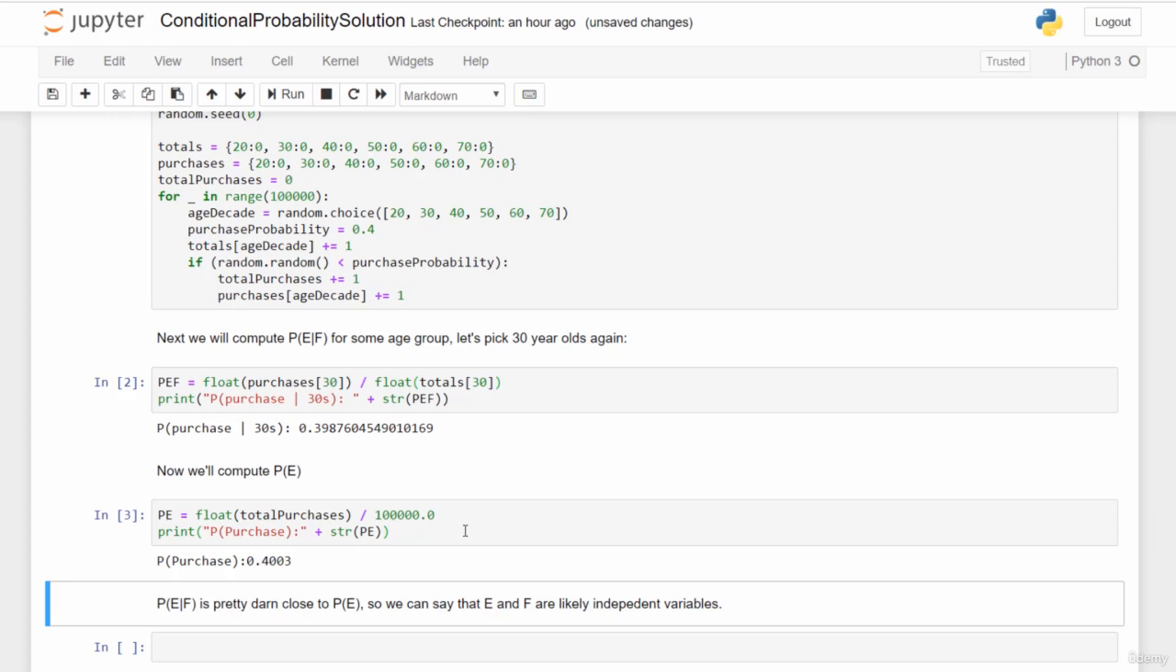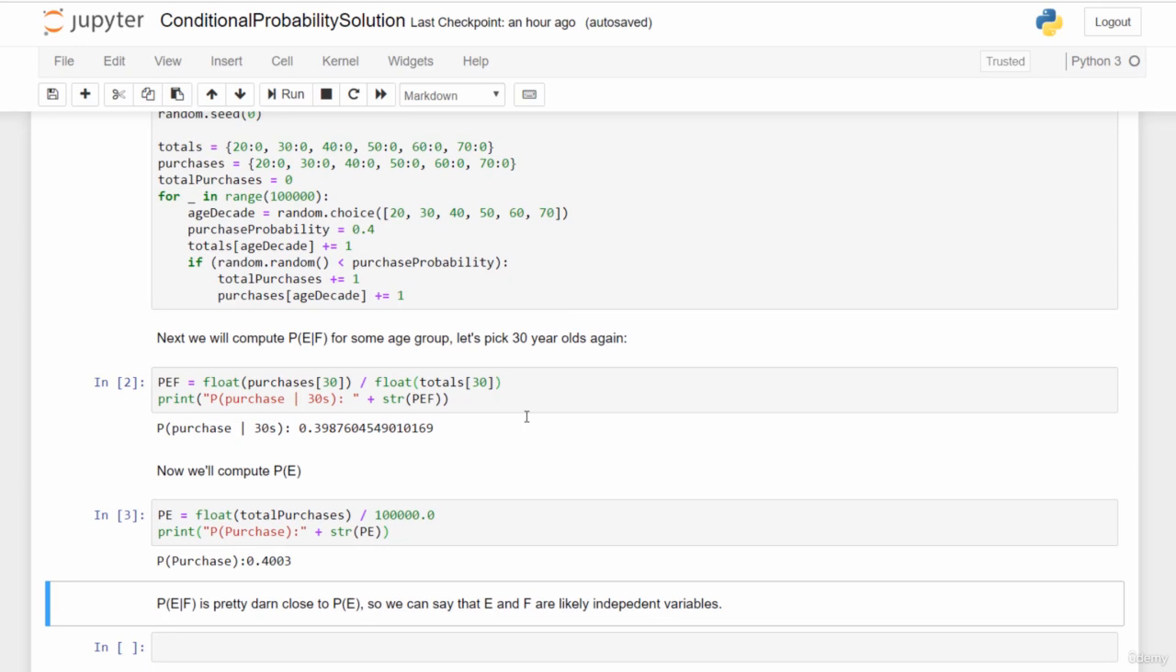So in this case, P of E is roughly equivalent to P of E given F. A little bit different just because of random variation, but it's close enough that we can say that E and F are likely independent variables in this case. So the math told us that P of E given F is the same as P of E, more or less. And sure enough, that does reflect the fact that we removed that tie between age and purchase probability.